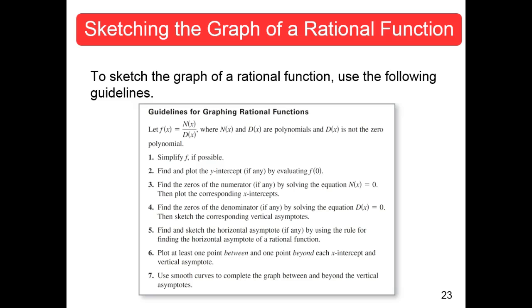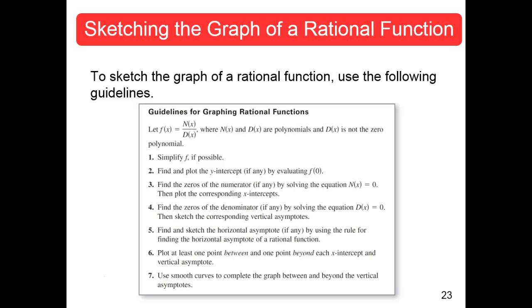Then plot at least 1 point between and 1 point beyond each x-intercept and each vertical asymptote. And that's what we did before. Once you got your vertical asymptotes in place and your x-intercepts in place, then it said plot a point between and beyond each of these. You don't have to do them all. If you get something up here and you got a whole quadrant here, you get 1 point, you know what's happening. If you got between two and you got an x-intercept, you're going to have to generally do one on either side.